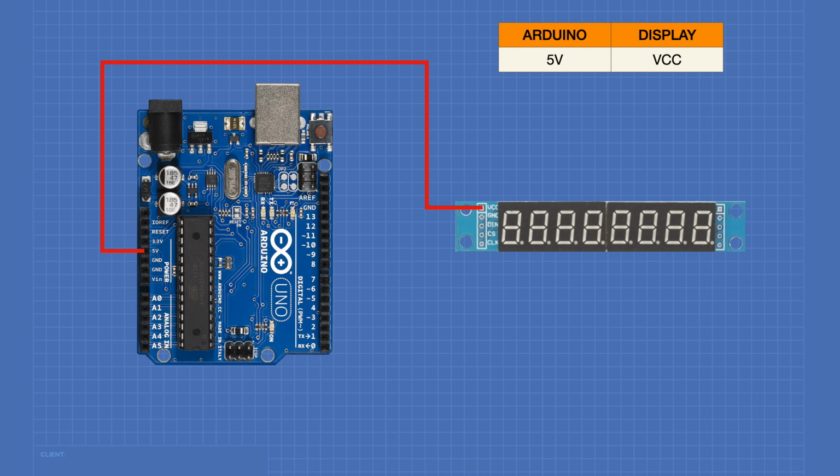If you wish, you could also use a separate power supply, and if you intend to cascade displays, you should use a separate power supply. We'll connect the Arduino's ground to the display's ground.